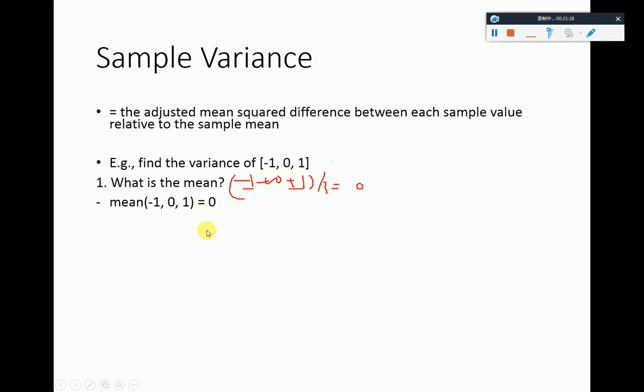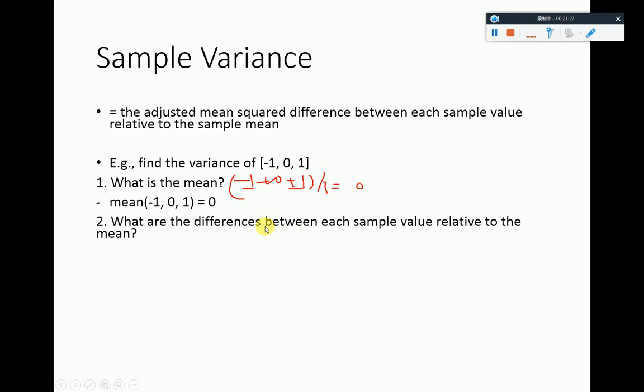Okay, now the second step is to find the difference between each sample value relative to the sample mean, right? So we have three sample values. So what is the difference between this sample value and the mean? It will be -1 minus 0. That will be -1. What is the difference between this sample value relative to the sample mean? The mean 0 minus 0 is 0. What is the difference between this particular sample value and the sample mean? It'll be 1. Okay, 1 minus 0, that's 1. Okay, so second step done.